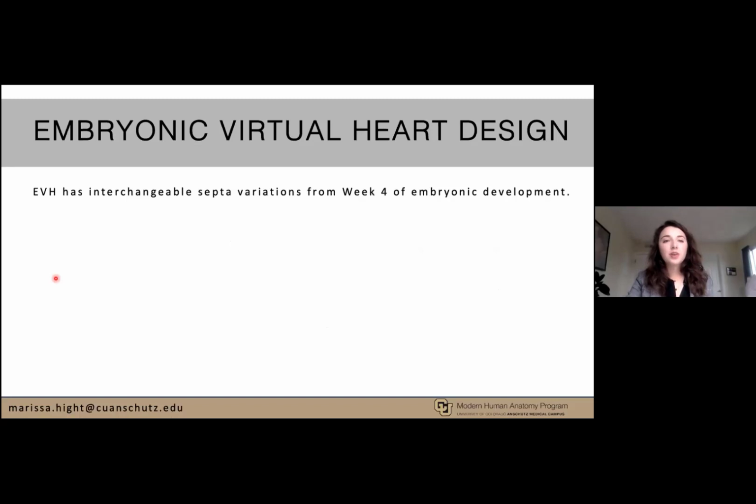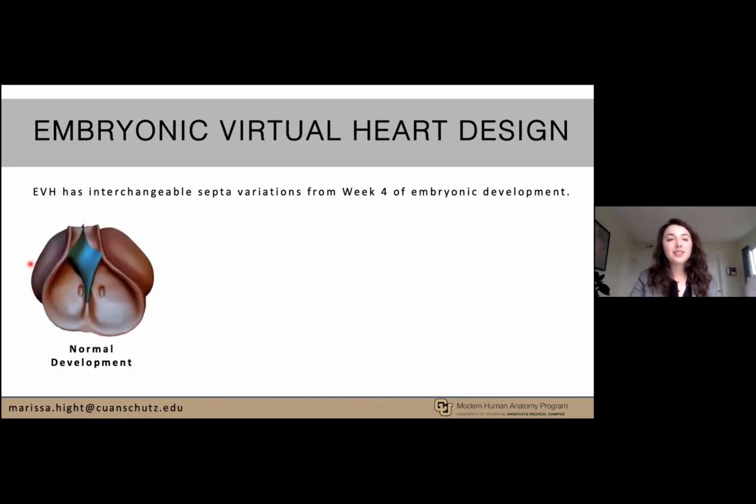In designing this project, the EVH was designed to have interchangeable septa variations from week 4 of embryonic development. This is what the model looked like. It's a little bit goofy looking, but this is what it would be at this stage. It's as if you coronally sectioned it, and then were to point out the developing right atrium, developing left atrium, right ventricle, and left ventricle, all in those developing states. The blue section is that conotruncal septum. It's designed so that you can see that there is a pulmonary artery coming up over the top and the aorta going in and underneath.